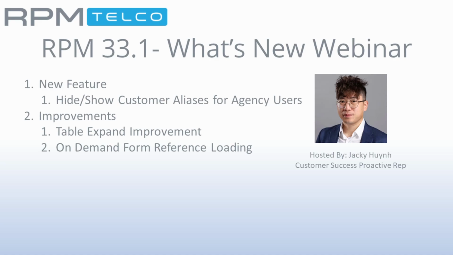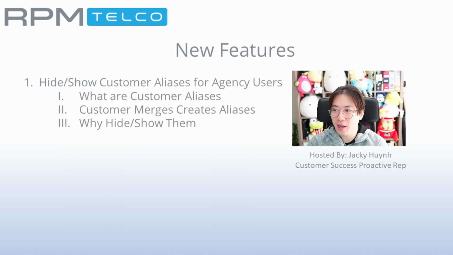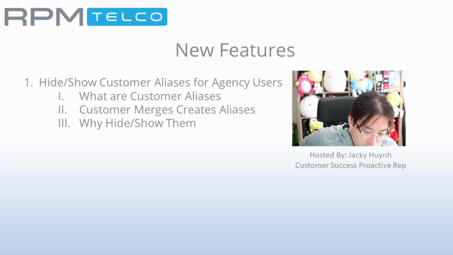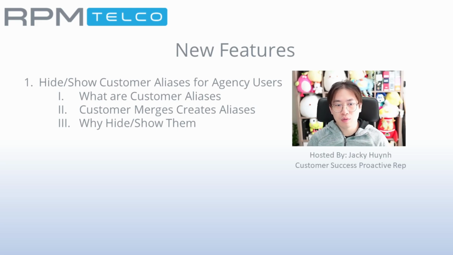So first things first, I'm going to be jumping into a new feature, which is the hide and show customer alias for agency users. It goes over mainly aliases in terms of customers. You might be wondering what customer aliases are if you haven't used them or aren't familiar with them. Hopefully you are, because they're a super useful feature in RPM, which allows you to relate multiple different naming structures of a customer into one master or primary customer in RPM.